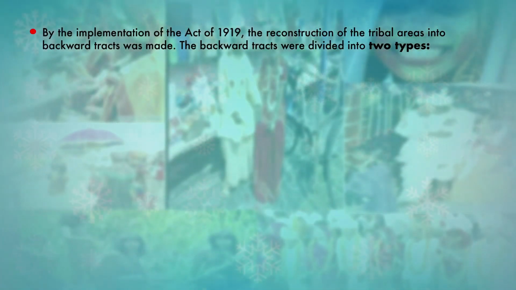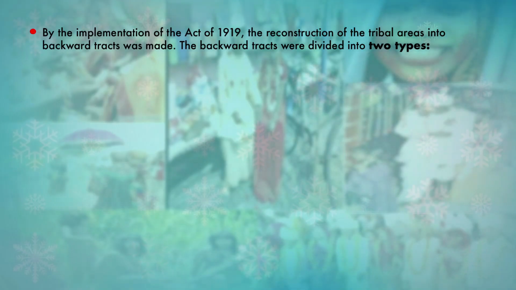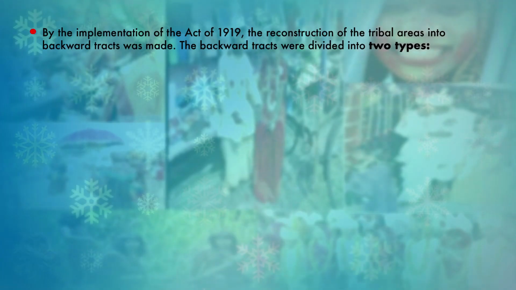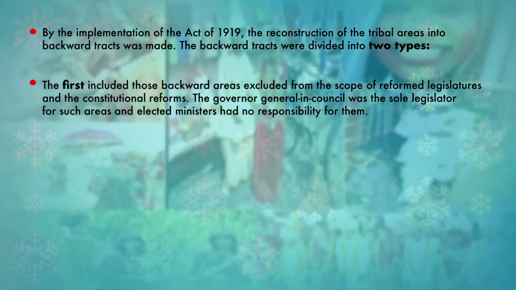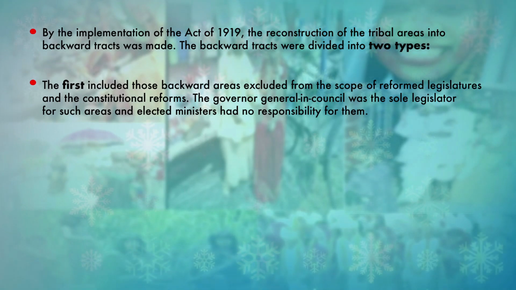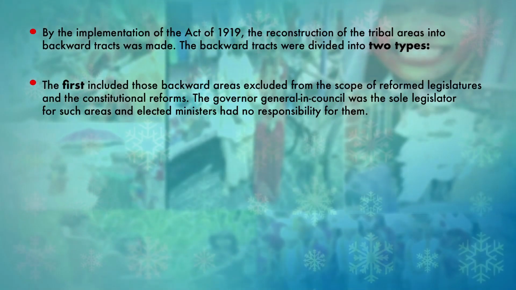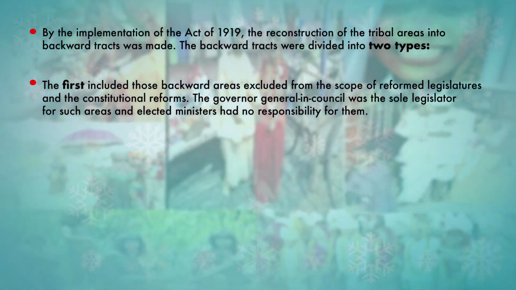After implementation of the Act in the year 1919, the reconstruction of the tribal areas into backward tracts was made. The backward tracts were divided into two types. The first one included those backward areas excluded from the scope of reformed legislatures and the constitutional reforms. The Governor General in Council was the sole legislator for such areas and elected ministers had no responsibility for them.